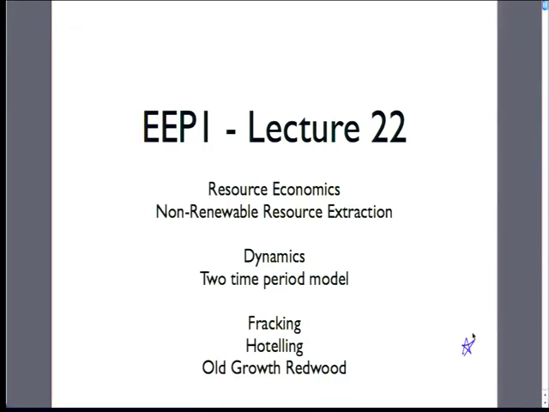I'm going to do some examples. The main one in the book, if you're following along hopefully in the book that I'll walk through, is the issue of old growth redwood. Usually we think of trees and forestry as renewable resources. The tree will grow again. How often should we grow the tree and regrow it?